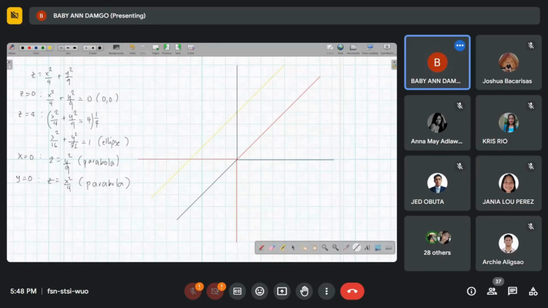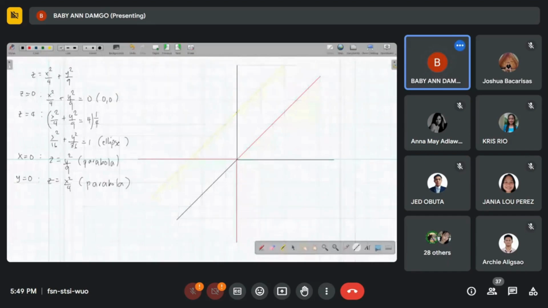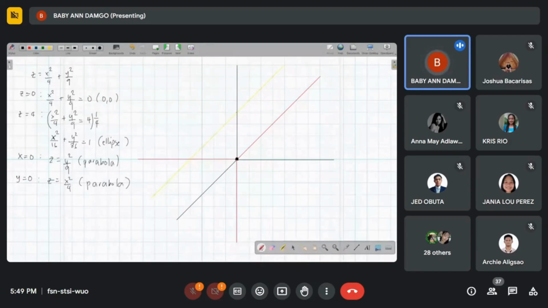Okay. So z equals 0, so we have this point. Okay, and then z equals 4. This is x squared, so our x is 4: 1, 2, 3, 4. And then our y is 36, so we have 1, 2, 3, 4, 5, 6. And then we connect.